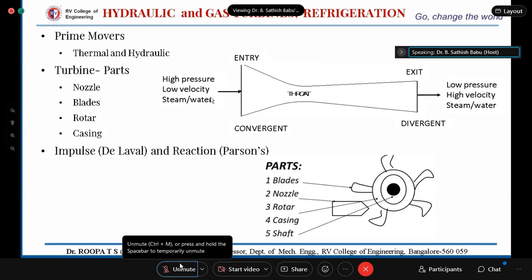As I told, it can be steam or water. If it is a steam turbine, we take steam. If it is a water turbine, we take water. So at the inlet, it will be having high pressure and low velocity.